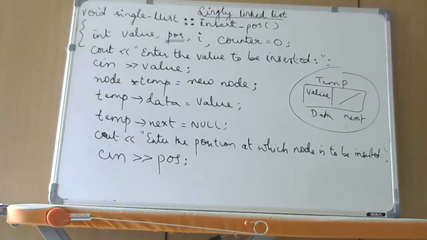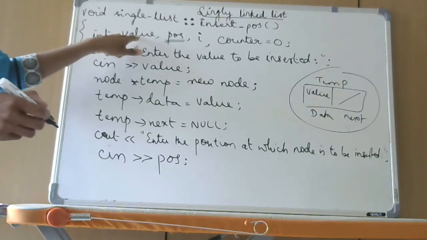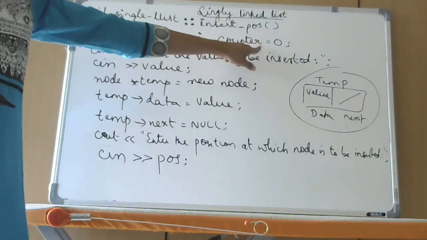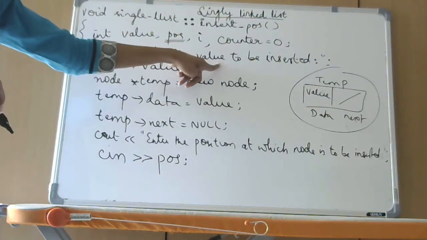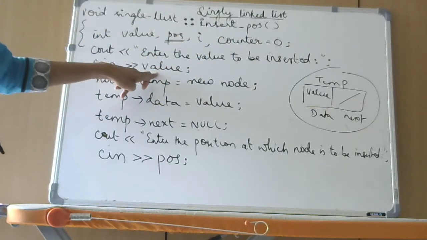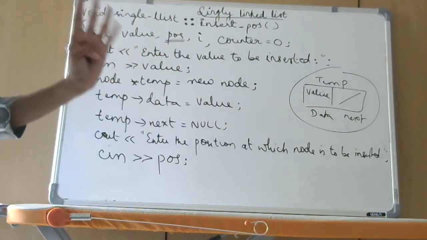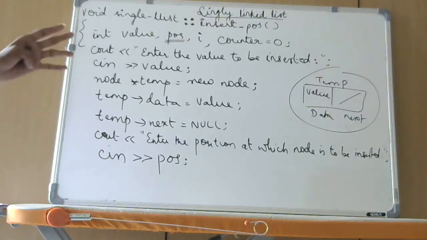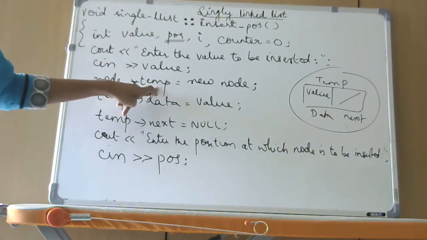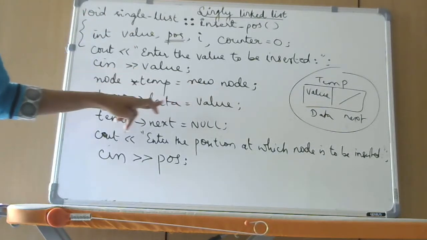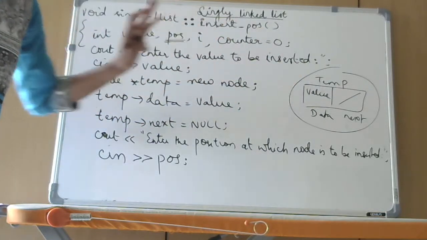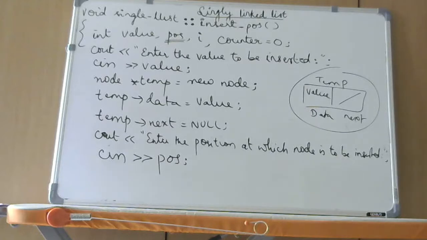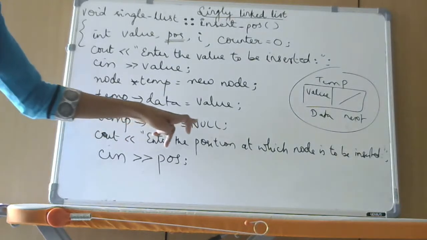Okay, so this is the initial part of the code. What we have done? We have taken value, position, I, counter. Counter is equal to 0. I will tell you why I have taken that. Then I have accepted what value I have to insert, Cin value. Then I am keeping my node ready. My node is ready with the value to be inserted. So that node I call it as temp. I am allocating memory for that. Temp of data, whatever value I have accepted, I put that value inside that. Temp of next is equal to null.